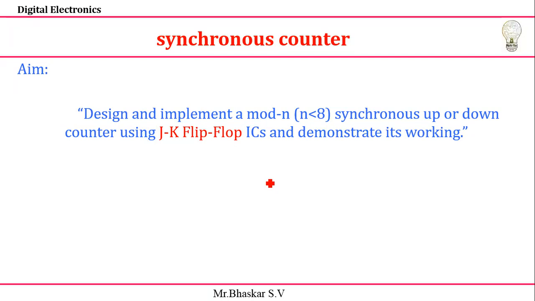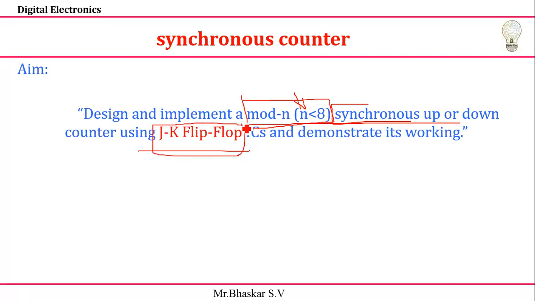The aim of the experiment is to design and implement a mode n synchronous up or down counter using JK flip-flops. We should remember we need to design a counter. The count value should be less than 8. So now the n value I'm choosing should be less than 8, and they are telling us it's a synchronous up counter, and with the help of JK flip-flops we need to design it. Okay, let's move on to that.